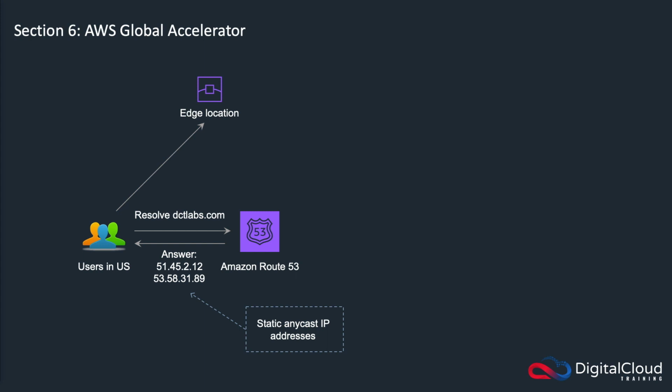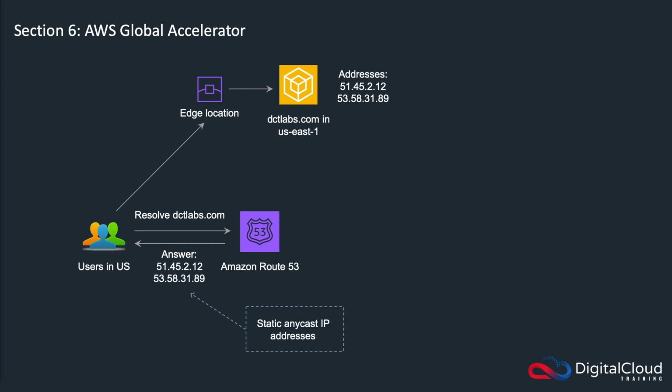So what happens next is these IP addresses are associated with edge locations, so the users get directed to a CloudFront edge location, and that then connects them to the AWS Global Accelerator, which forwards them to dctlabs.com, in this case in US East 1.